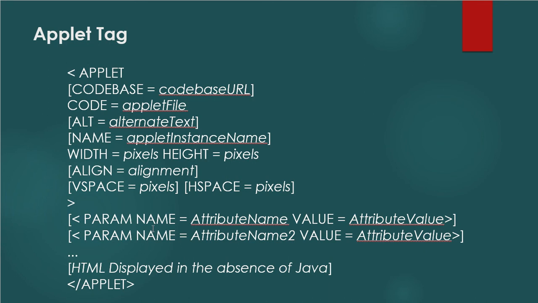Then, if you have any parameter to be passed to your applet code, you'll have to use the param tag for passing the attribute. That is done using this particular structure. You'll use the param tag along with the name of the parameter and its value. You will be using the getParameter method in your applet code to receive any arguments which are passed using the param tag.